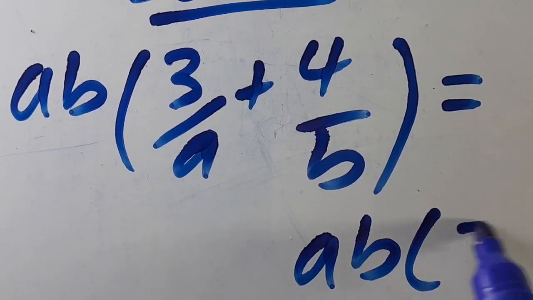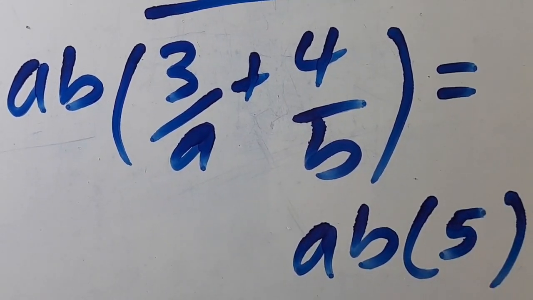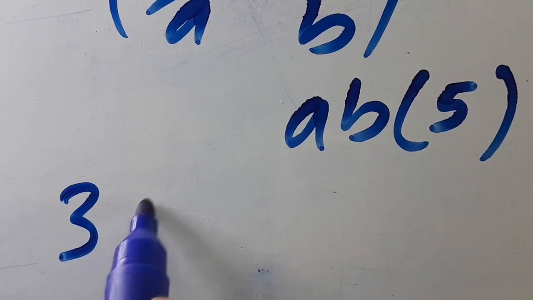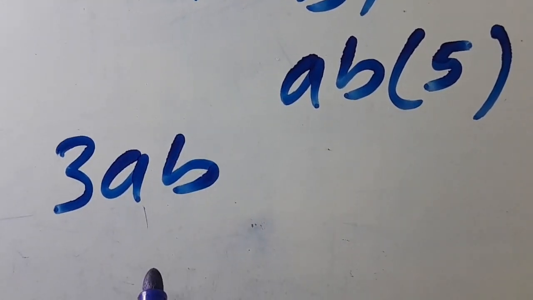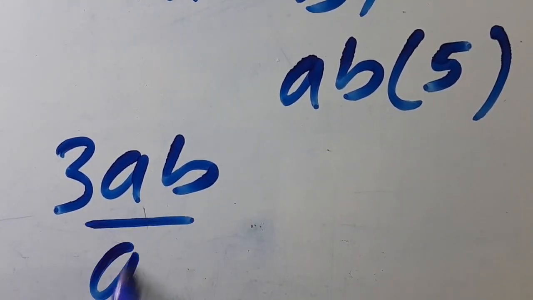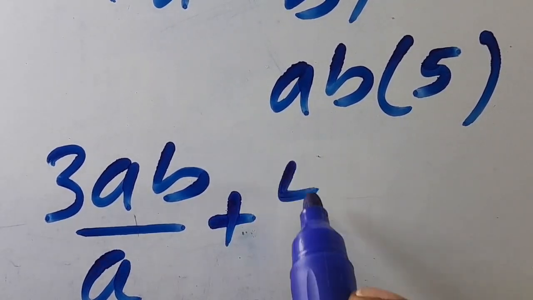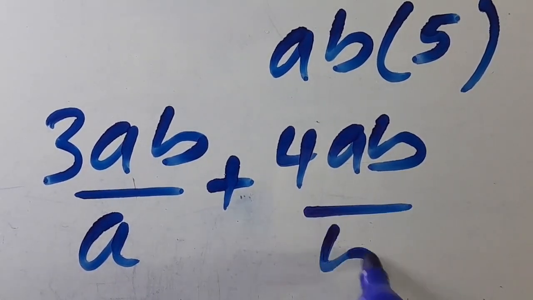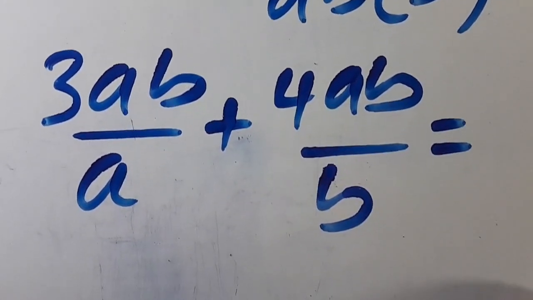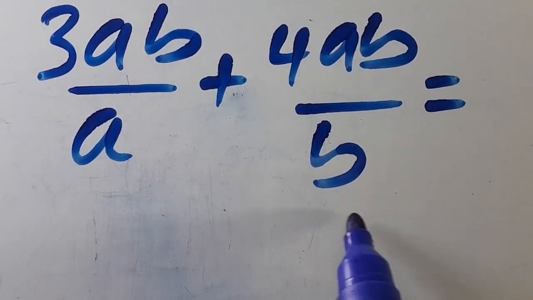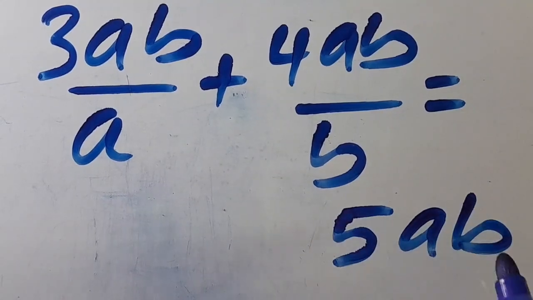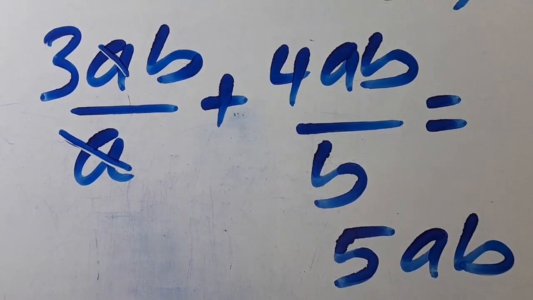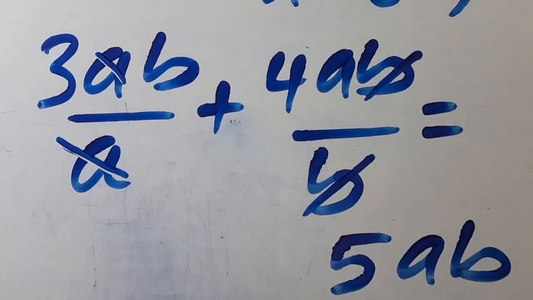ab multiplied by 5, the left hand side. Now open the brackets. We are going to have here 3ab divided by a plus 4ab divided by b equals 5ab. Then from here, this and this will cancel. This and this will cancel.